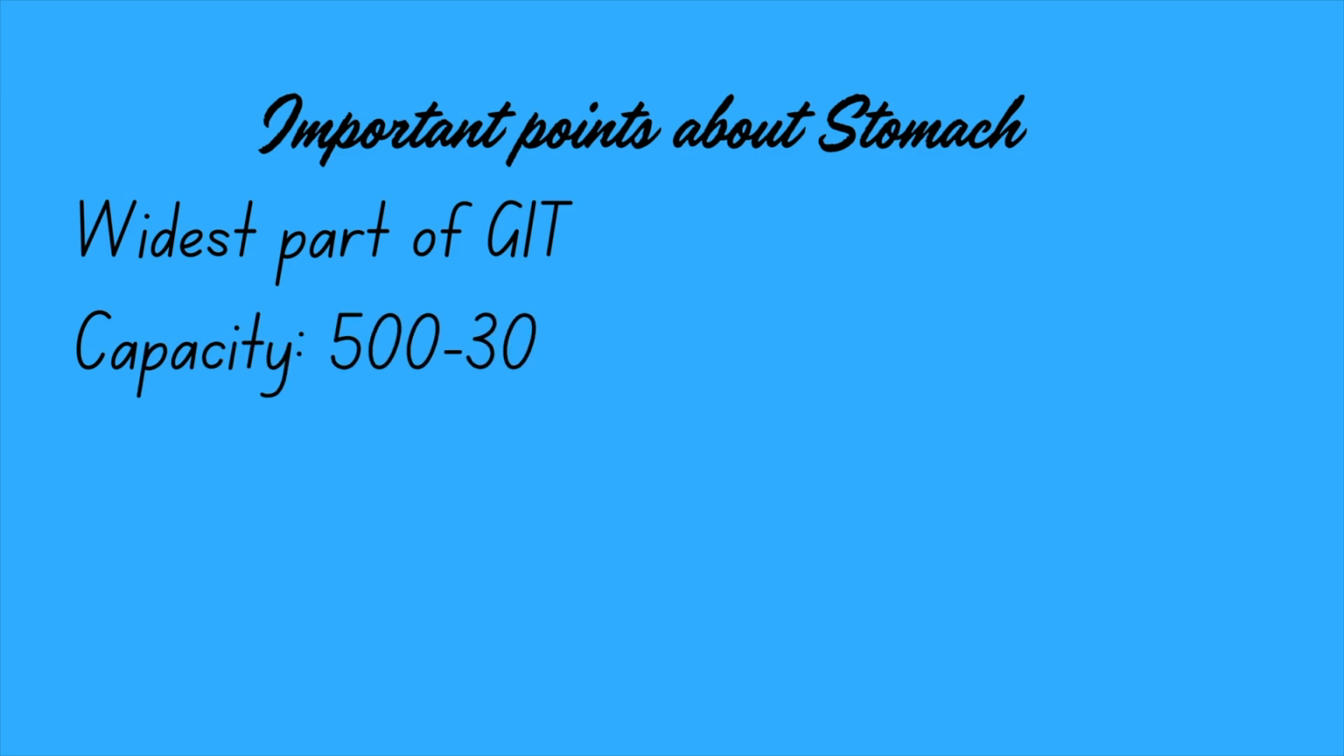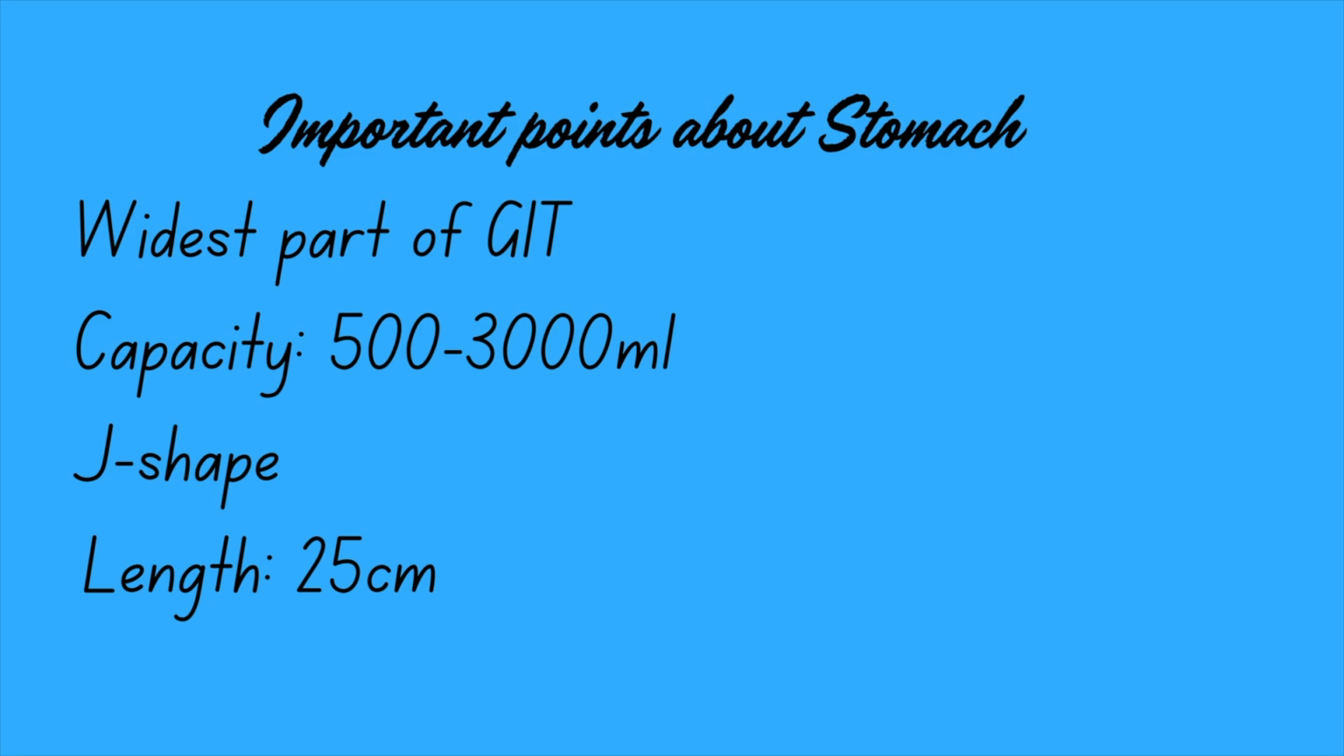Before jumping over to the anatomy of the stomach, we can mention some important points. It is the widest part of the gastrointestinal tract, with a capacity of approximately 500 ml to a maximum capacity of 3 liters. It is a J-shaped organ and it is 25 centimeters long. The stomach contains ingested food that is mechanically and chemically changed to chyme, which is a semi-liquid.